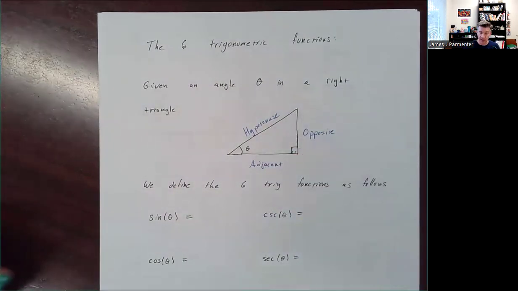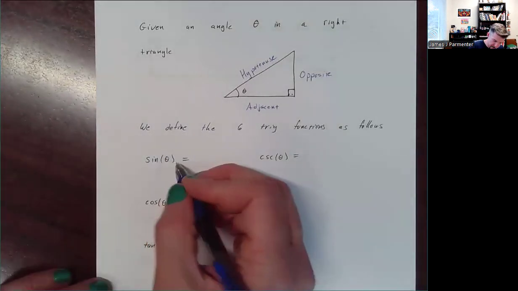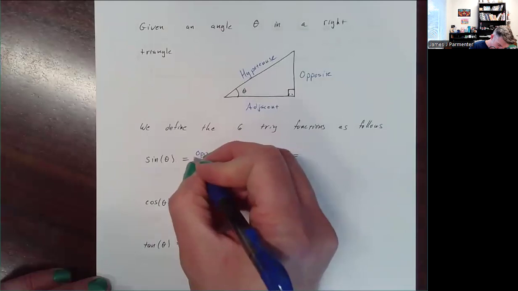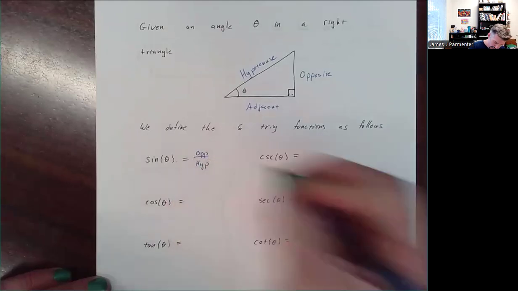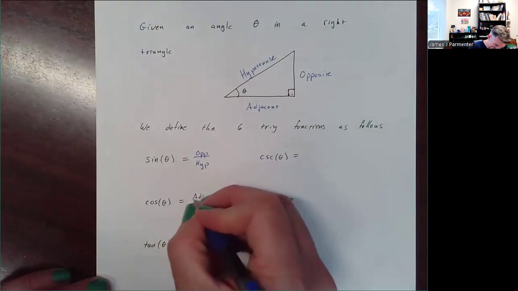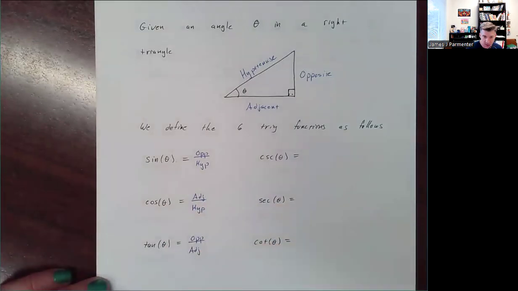So then we define 6 trigonometric functions to be 6 ratios. Sine of theta is defined to be the opposite over the hypotenuse. Cosine of theta is defined to be the adjacent over the hypotenuse. Tangent of theta is defined to be the opposite divided by the adjacent. Those are your primary trig functions, sine, cosine, and tangent.